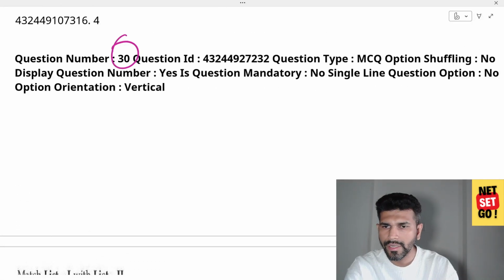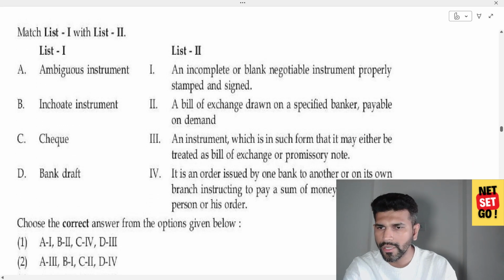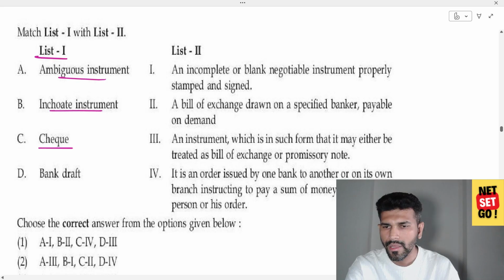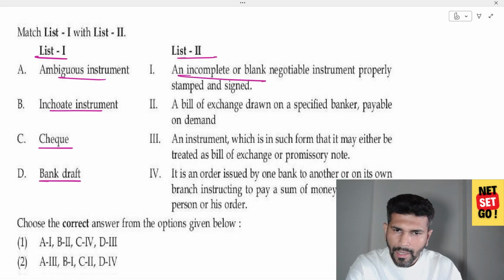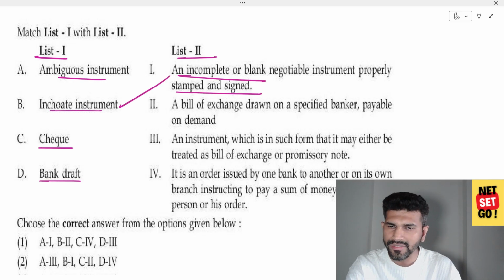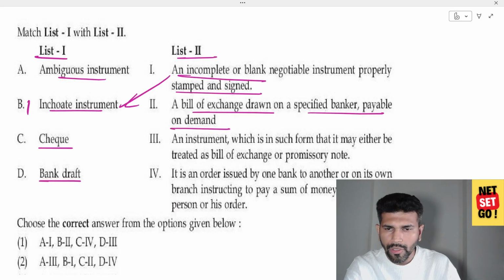Next, question number 30. Match the list 1 and 2. List 1: ambiguous instrument, inchoate instrument, check, and bank draft. List 2: an incomplete or blank negotiable instrument properly stamped and signed is an inchoate instrument. A bill of exchange drawn on a specified banker payable on demand is a check.